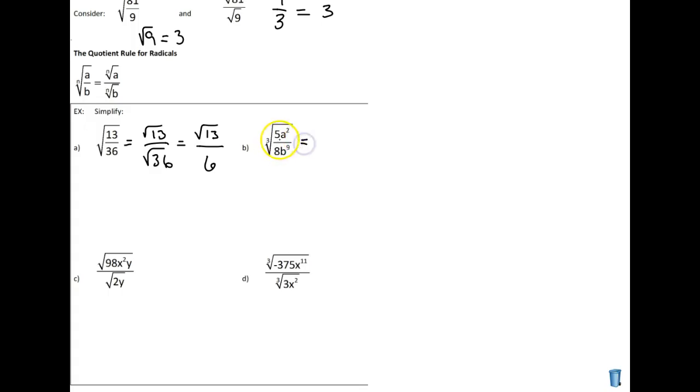Similarly here, cube root of 5a squared over the cube root of 8b to the 9th. I can't simplify the numerator at all, but the cube root of 8b to the 9th, that I can. So my numerator is going to stay the same, cube root of 5a squared, and the cube root of 8 is 2, and the cube root of b to the 9th would be b to the 3rd.